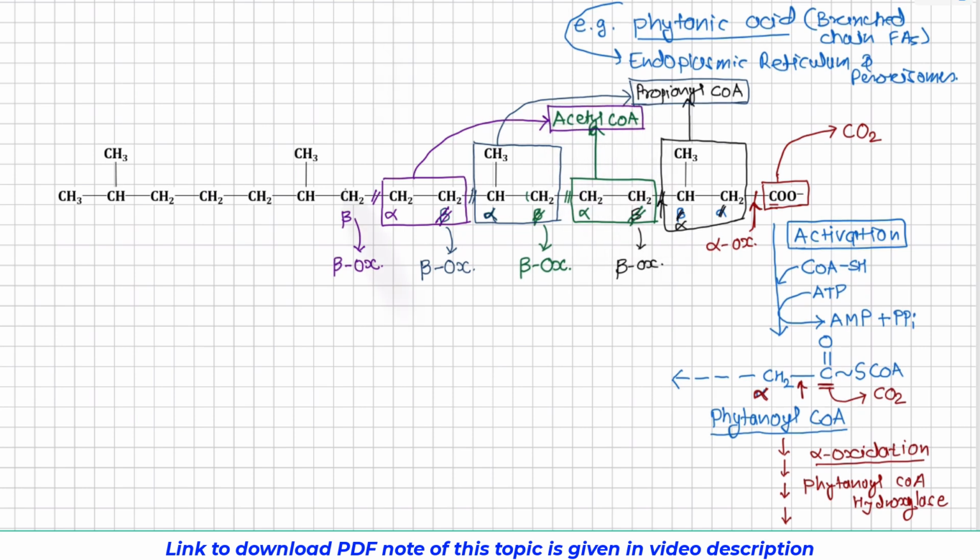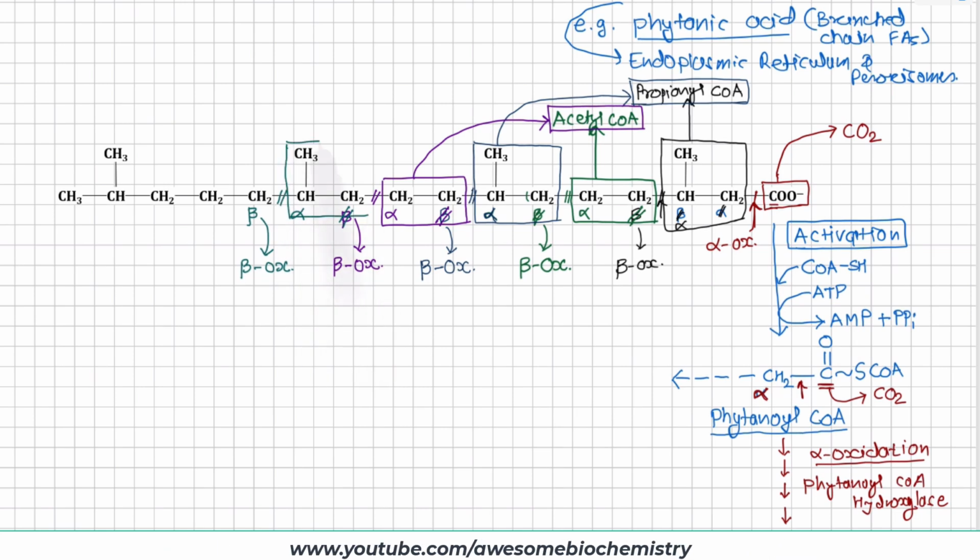After removal, this becomes the new terminal carbon. So this becomes alpha and this becomes beta carbon. Here also the beta carbon is free from a methyl group, so beta oxidation occurs and this bond gets broken, leading to release of this 3 carbon fragment. So it gets released as propionyl CoA.